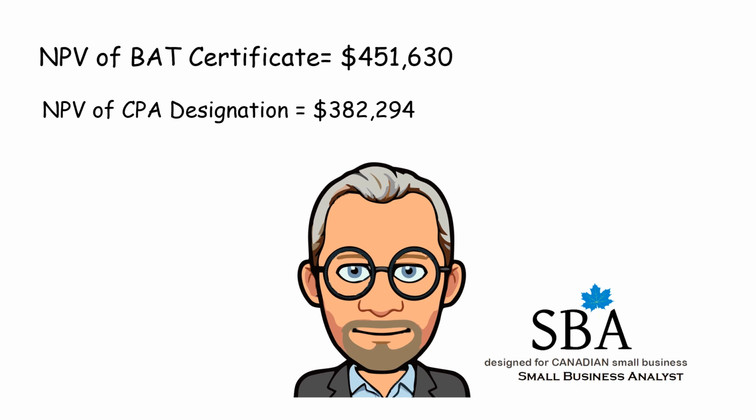The results: net present value of a CPA designation, $382,294. Net present value of a BAT certificate, $451,630. And if you'll remember, bigger is better when we're doing net present value.